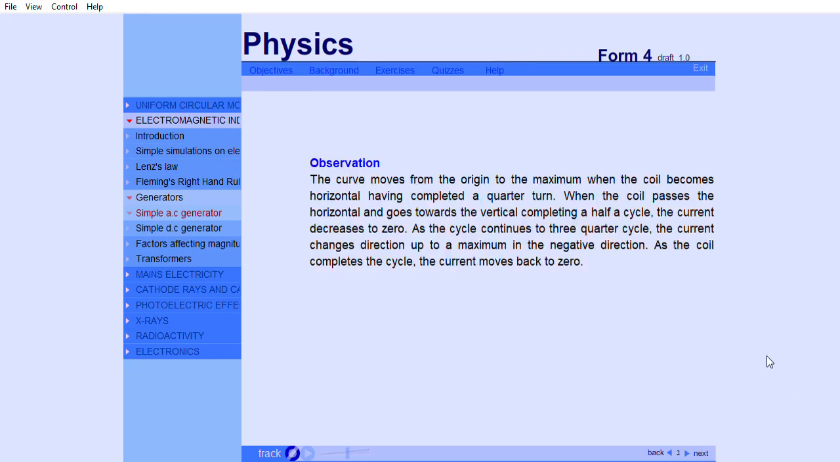Observation. Let the coil be originally in a vertical position with respect to the magnetic field. The curve moves from the origin to the maximum when the coil becomes horizontal, having completed a quarter turn. When the coil passes the horizontal and goes towards the vertical, completing a half cycle, the current decreases to zero. As the cycle continues to three-quarter cycle, the current changes direction up to a maximum in the negative direction. As the coil completes the cycle, the current moves back to zero.